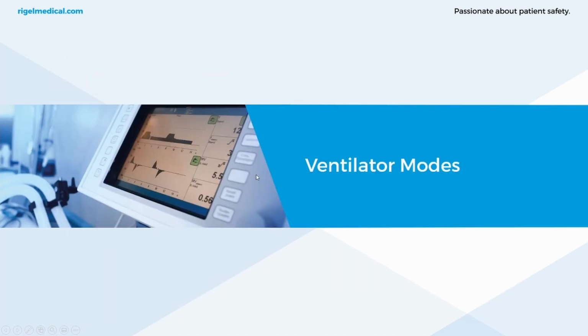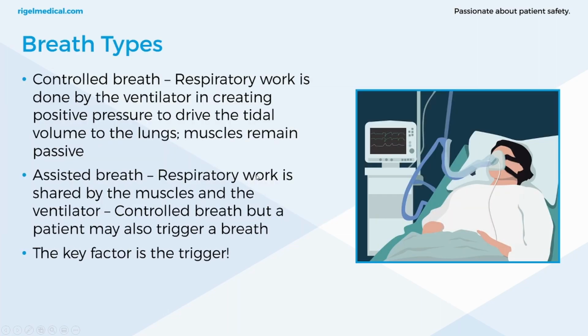Okay, so we talk about some of the ventilator modes. In life support ventilation, there are two breath types: controlled breath and assisted breath. All respiratory work is done by the ventilator with a controlled breath, and it does this by creating positive pressure to drive the tidal volume into the lungs. Muscles remain passive, so all the work is being done completely by the ventilator. This is important in things like anesthesia, whereby the muscles in the body are not necessarily working correctly, so we need that controlled breath.